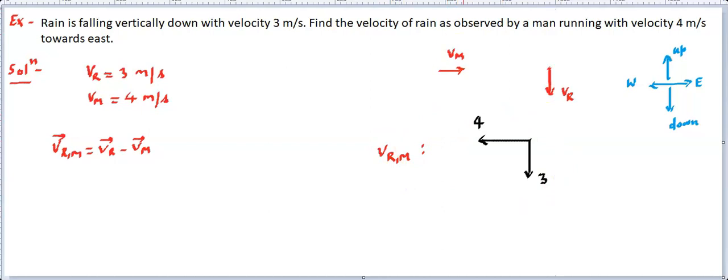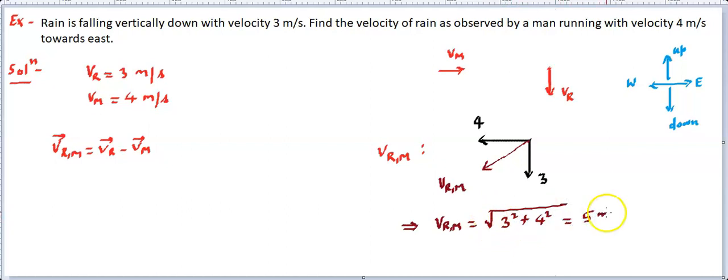Now we can find the resultant. They are at 90 degrees, the 2 components. So this will be the velocity of man, and this is the velocity of rain with respect to man. And we know how much that is going to be. From here we can conclude that the velocity of rain as seen by the running man is going to be under root 3 square plus 4 square, which is square root of 25. That leads to 5 meters per second. That means the person is going to observe rain moving with 5 meters per second, which was actually moving with 3 meters per second. So that's the new value for the raindrops.